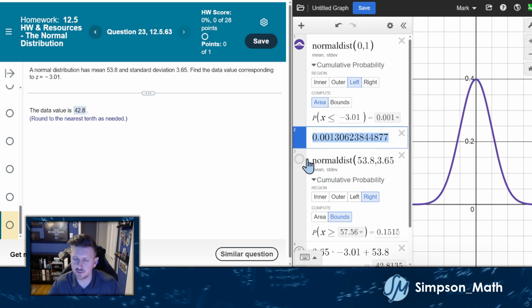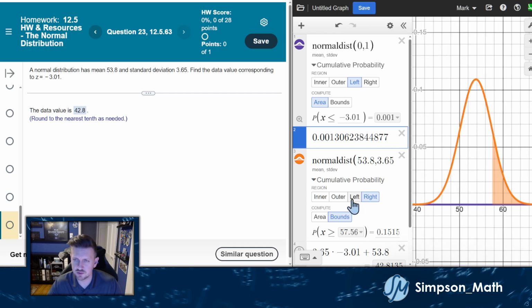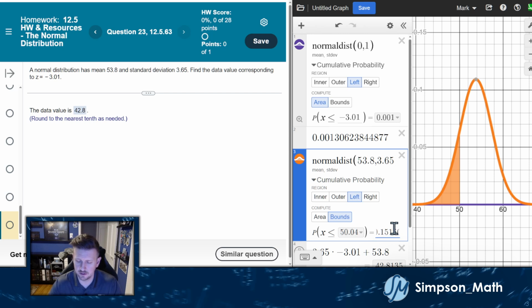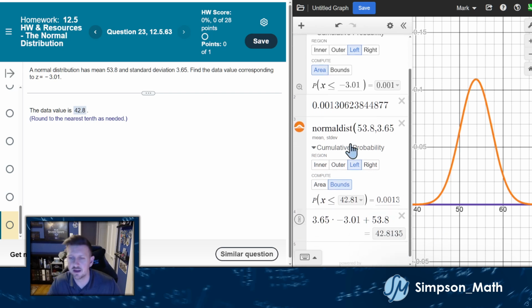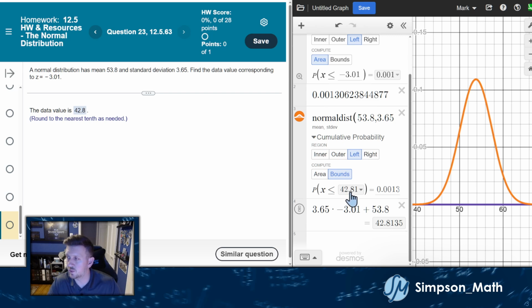So I'm going to come to my orange one, switch it to left, and if this is left, this is left, they need to be the same. Change my input to be our 0.0013. Especially in something this small, you will probably want several decimal places. And when I do, I get 42.8, which is what we're looking for.